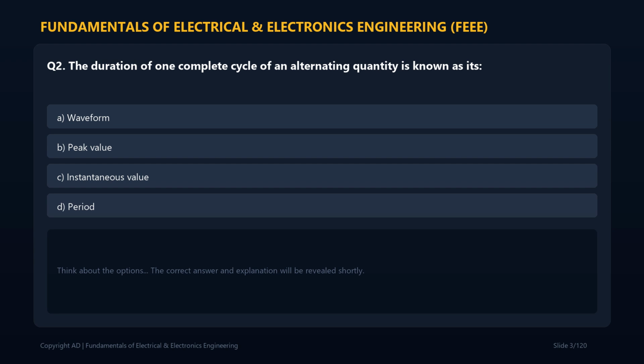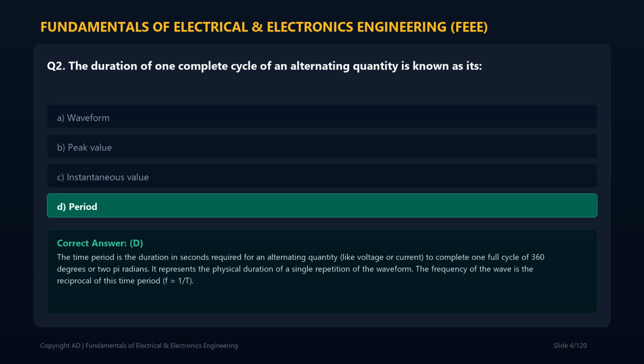Question 2. The duration of one complete cycle of an alternating quantity is known as its Option A. Waveform. Option B. Peak value. Option C. Instantaneous value. Option D. Period. The correct answer is D. Period. The time period is the duration in seconds required for an alternating quantity to complete one full cycle. It is the reciprocal of frequency, meaning a higher frequency results in a shorter period.